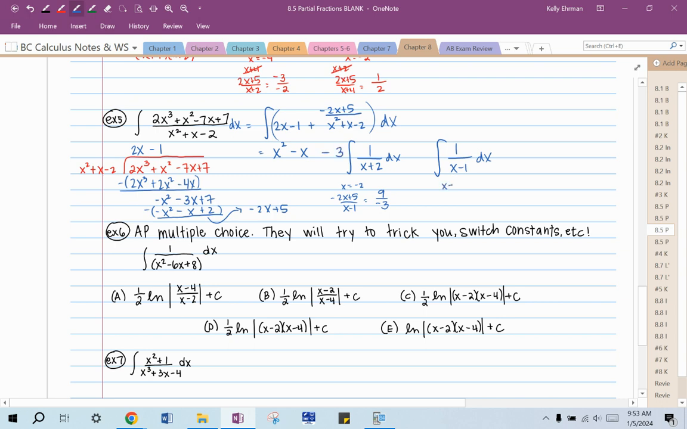And this one we're going to plug in x equals 1. We're plugging it into negative 2x plus 5 over, covering up the x minus 1, so you're plugging it into x plus 2. If you put in 1, you get negative 2 plus 5 is 3, over 1 plus 2 is 3, so plus 1. So the final answer here is x squared minus x minus 3 natural log of the absolute value of x plus 2 plus the natural log of the absolute value of x minus 1 plus c.